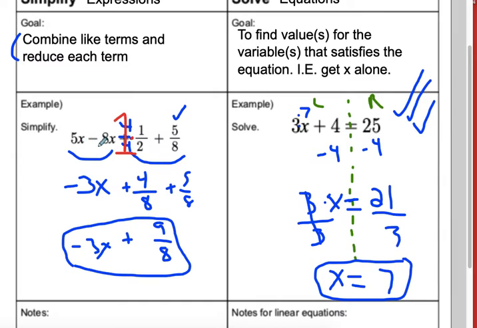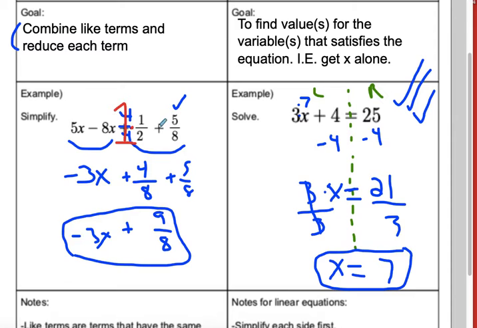Here we got an example that we walked through in class, 5x and negative 8x. These guys are like terms because they both have an x. These fractions, 1/2 and 5/8, are both like terms because they don't have any variables at all. So both x's and both lacking x's or any variables.